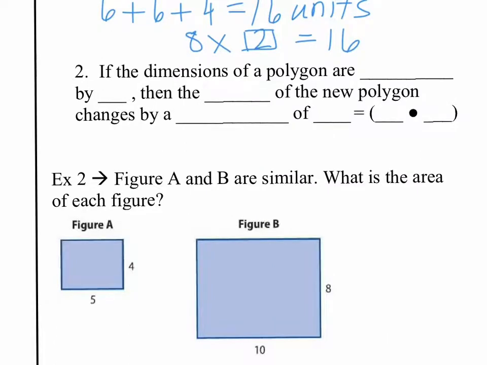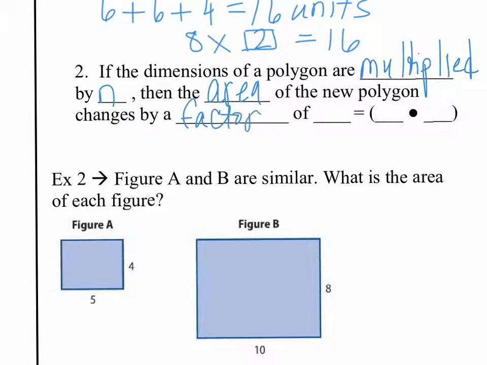Number 2, if the dimensions of a polygon are multiplied by n, then the area of the new polygon changes by a factor of n squared, which is n times n. Example 2, figure A and B are similar. What is the area of each figure?